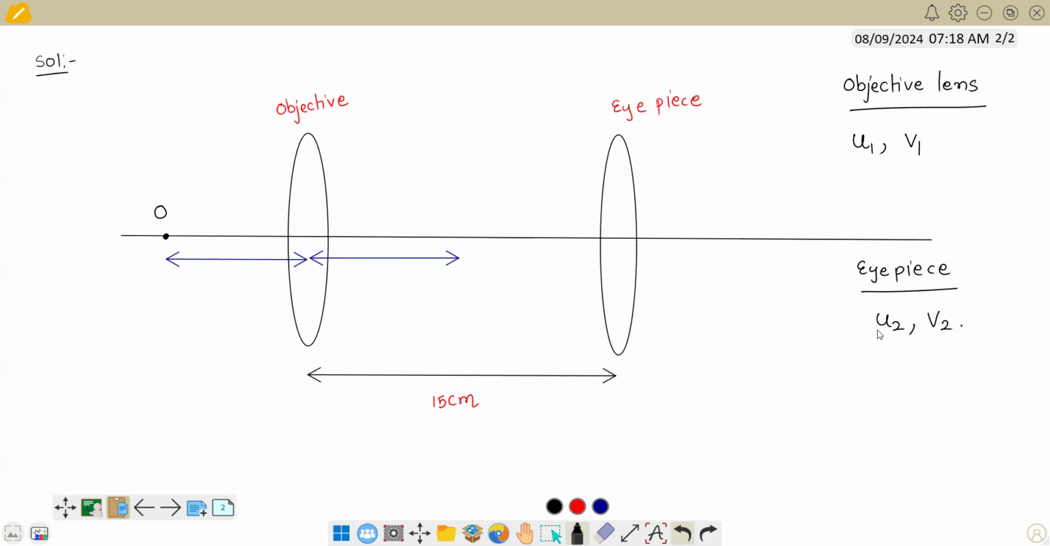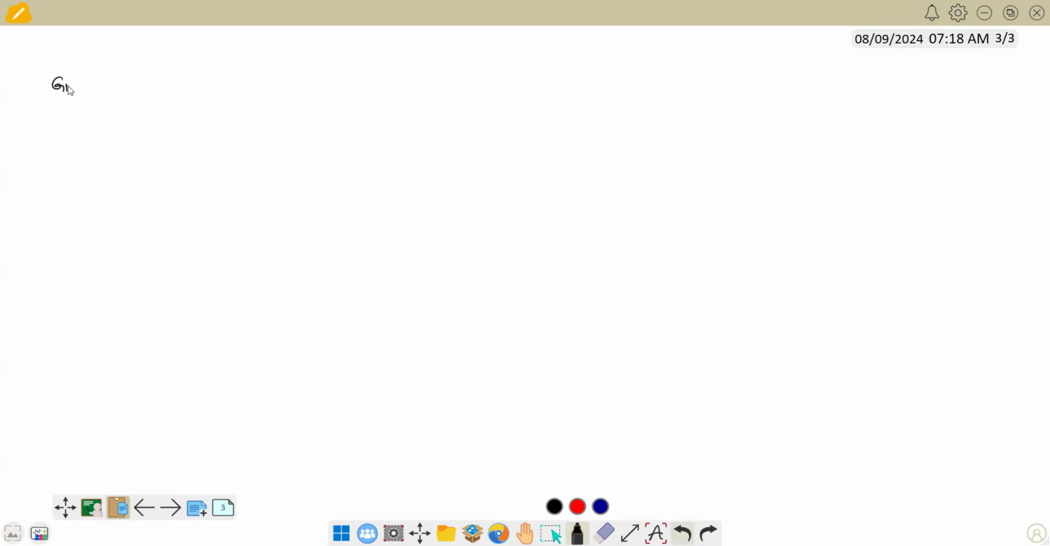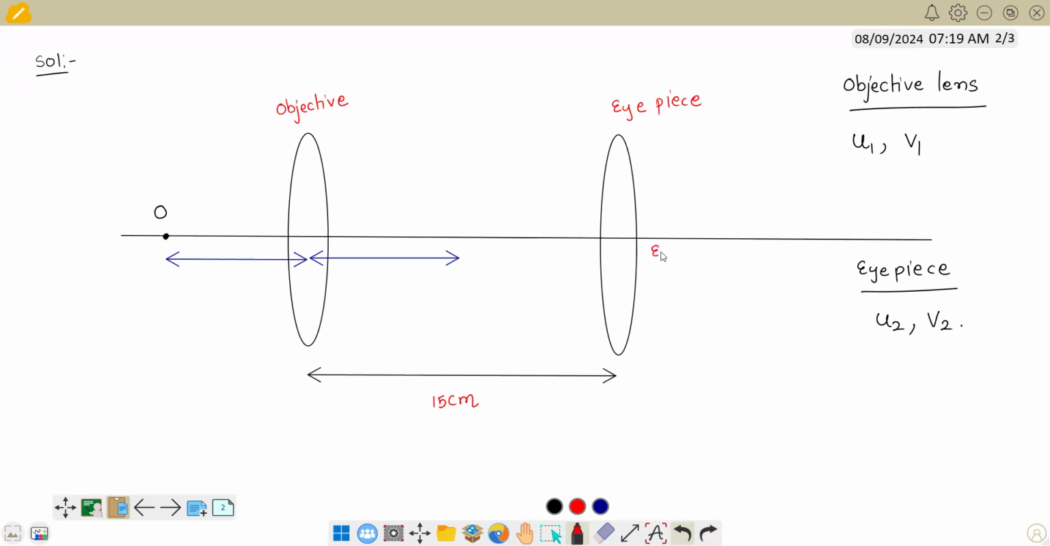In the question, it is clearly given the final image. Final image means the final image would be created by the eyepiece. So it is given that the final image should be at the least distance of distinct vision. So it implies that the final image v2 that we get, if you assume that this is where our human eye is, so v2 would be in front of the human eye and at a distance of 25 centimeter from it, because that's what least distance of distinct vision means.